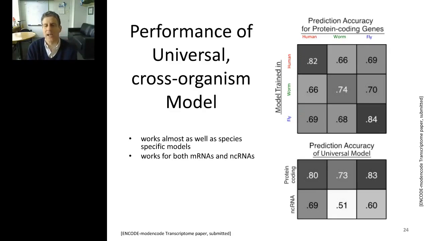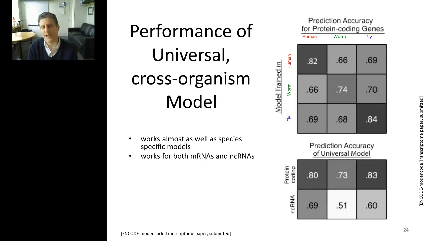But what's really neat is if you look at the bottom part of the right-hand thing, you can see the prediction accuracy of this universal model. And so the universal model does almost exactly as well as the organism-specific model. So for instance, in human, an organism-specific model gets an R of 0.82, whereas the universal model will get a 0.8. And in fly, it will get 0.84. The universal model will get 0.83. And so that's really quite impressive.